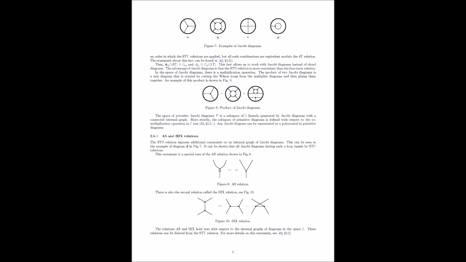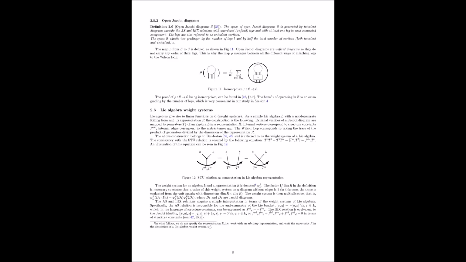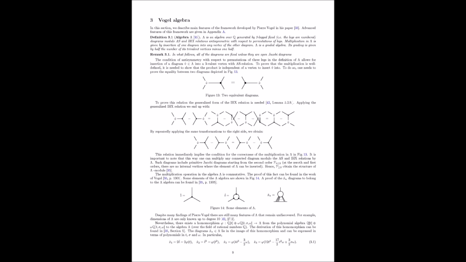So if we can find elements of Vogel's algebra that have a character of 0 for a particular Lie algebra, then multiplying any diagram by those elements will make it vanish under that Lie algebra's weight system. Boom. You got it. We're finding the secret codes that make parts of the knot information disappear. I told you this was going to be good.